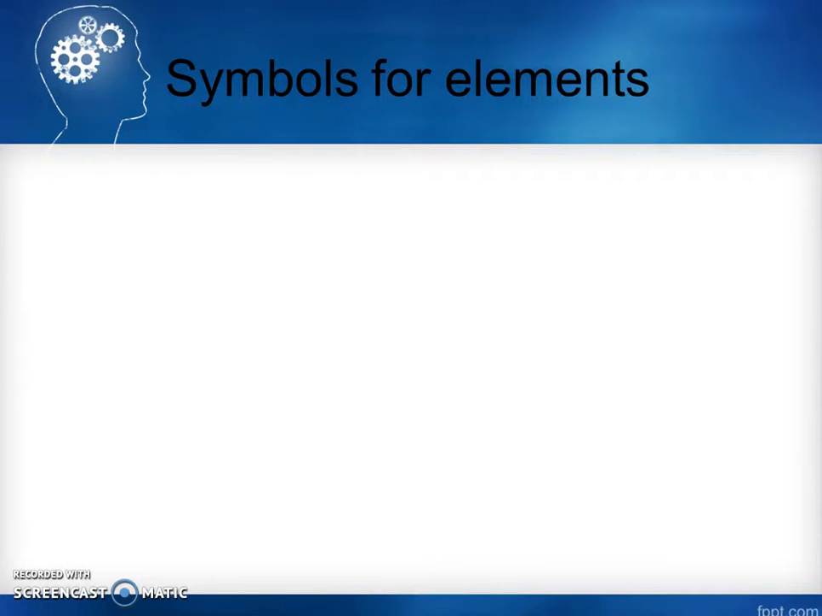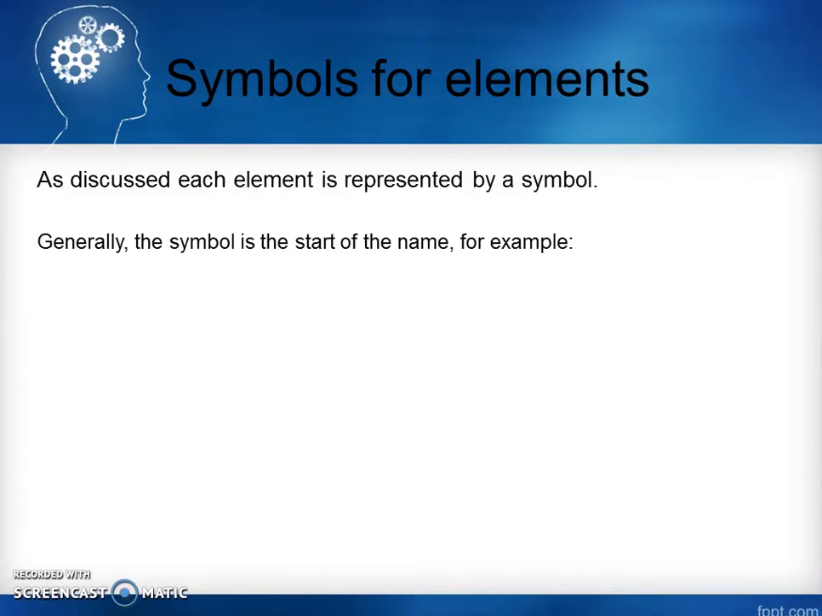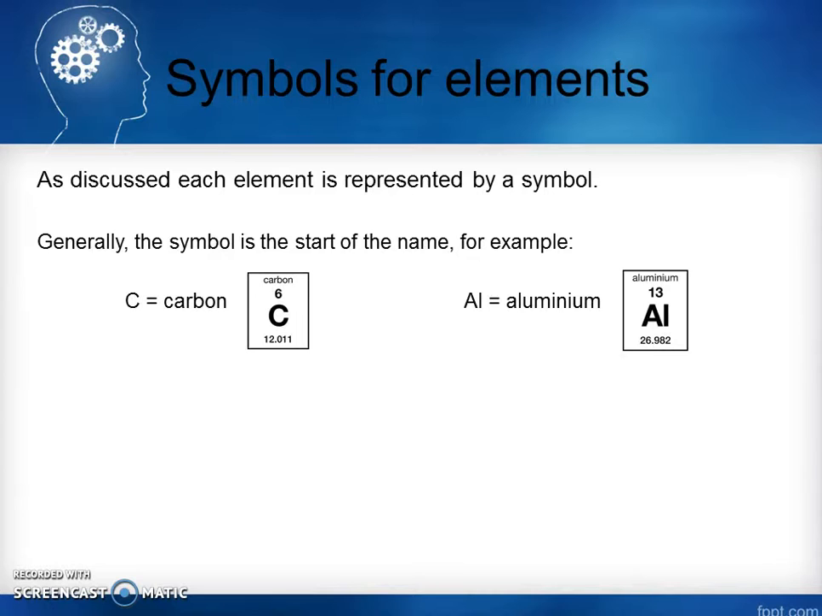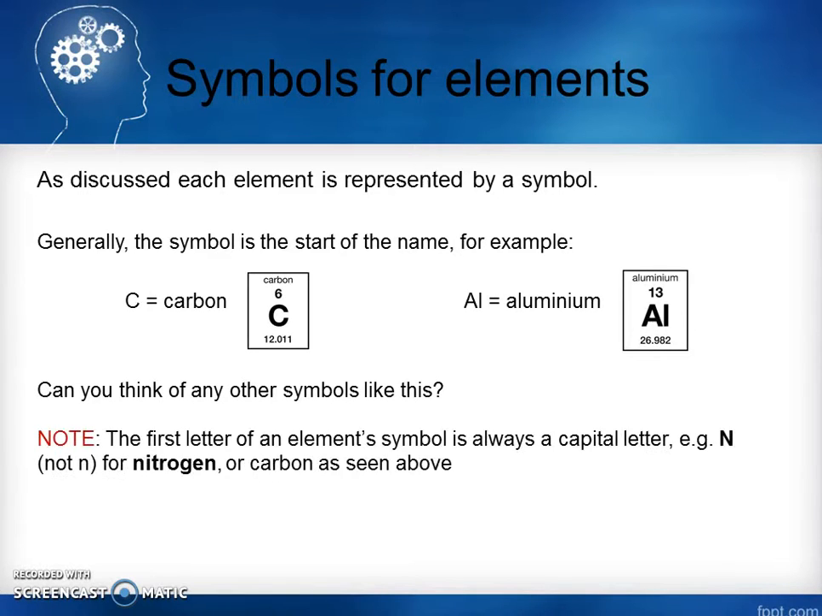So let's take a bit of a look at the symbols. So generally, the symbol is the start of the name. So for example here, carbon symbol is C. Aluminum is Al. Can you think of any other symbols like this that you know from the periodic table? Maybe oxygen, nitrogen, fluorine, chlorine.